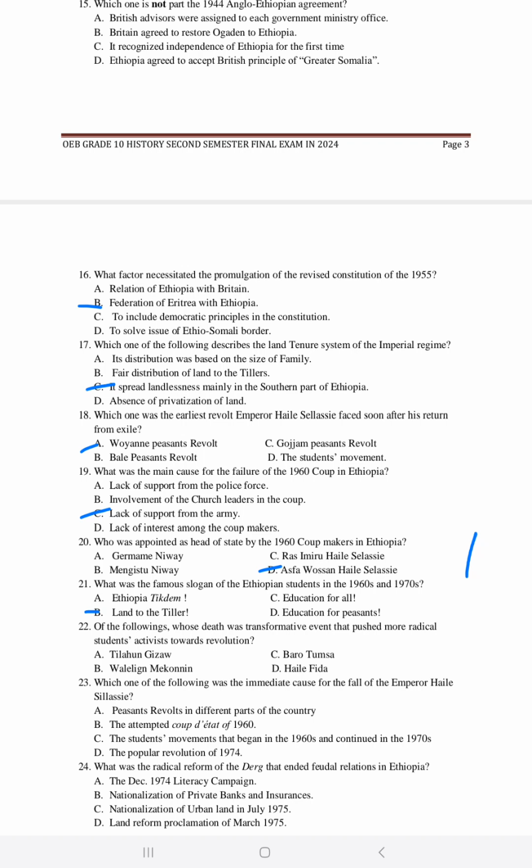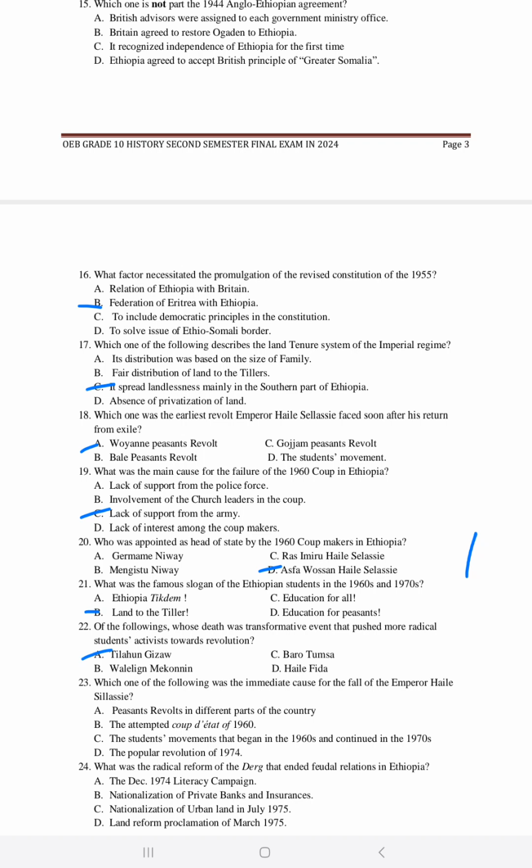Question 22. Of the following, which was the transformative event that pushed more radical student activists toward the revolution? Mormiti xiqqaa garaagaraa irraati gara warraaqsa guddaatti kan ce'ise kamii, which action? A. Xilahun Giza. Yes, the answer is A.